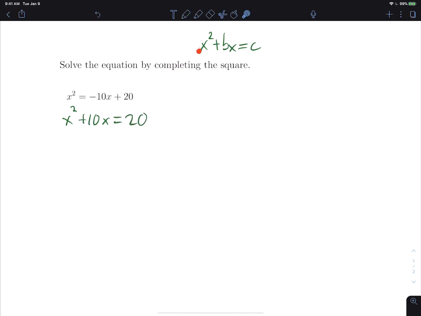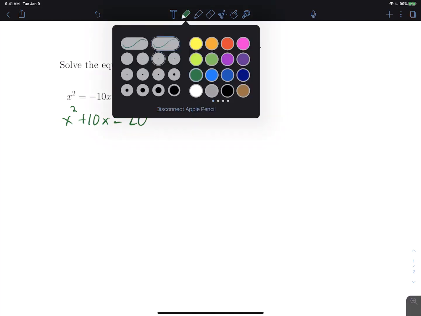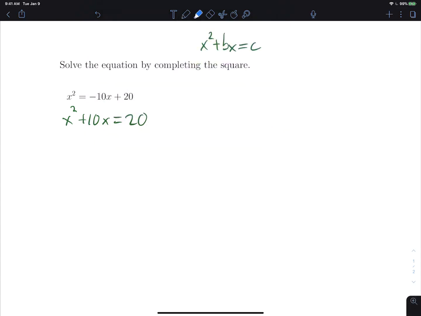Awesome. Also notice that we need a 1 in front of the x squared, and it's already a 1 for this particular equation, so we don't have to worry about that. The next thing we want to do is figure out what b is. Well, b is always the number in front of x, which in this case is 10. So we're going to take that 10 and divide by 2, always. And when we take 10 divided by 2, that's going to give us 5.